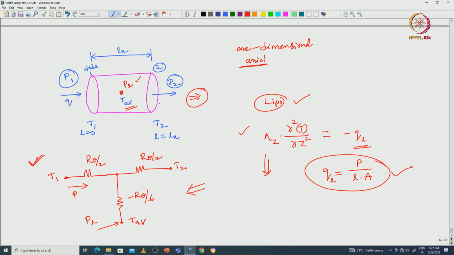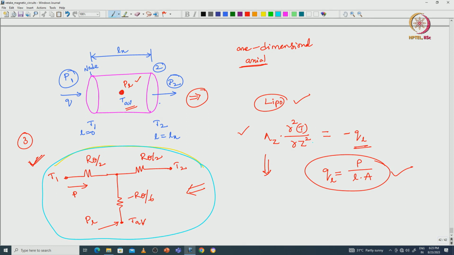Otherwise, directly just use this kind of basic building block to realize the thermal equivalent circuit. So if a heat generating source is there at the midpoint of the cylinder, then how to represent the thermal network means this is the structure. So this is in one dimension, right?